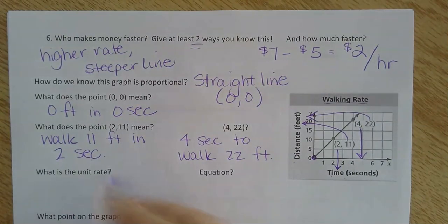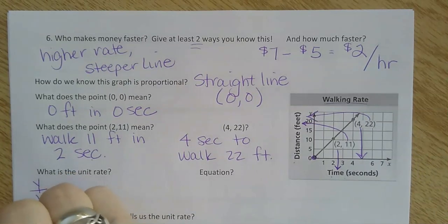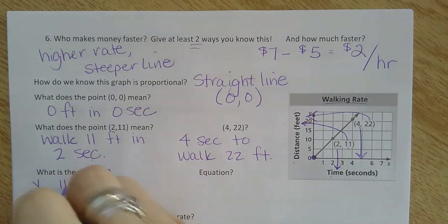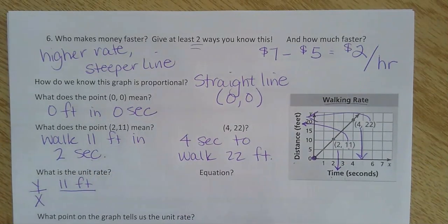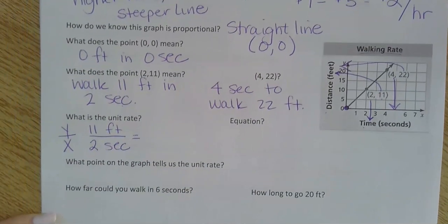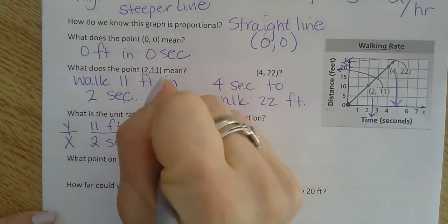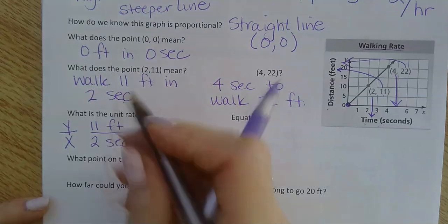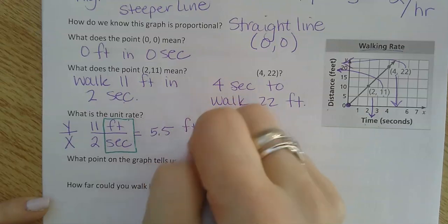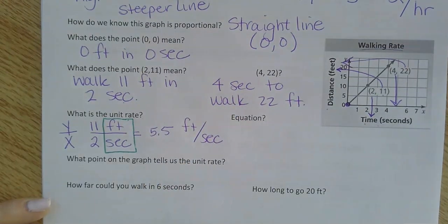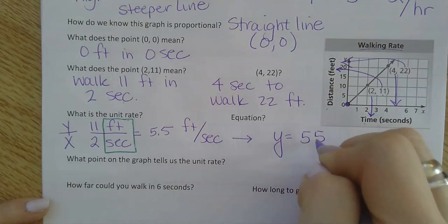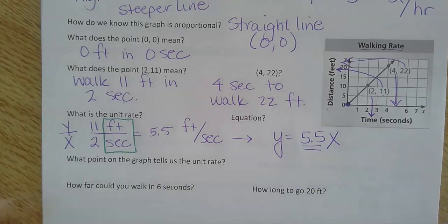Okay, what's the unit rate? Well, it's proportional, so I can take y over x for any of those. Let's take the y value of 11 and label it. The x value of 2 seconds, and actually divide that to get a unit rate. Well, 11 divided by 2 is 5.5, and the label right here is feet per second. And then I can plug that right into my equation. So y equals 5.5x. Plugging the rate right in there.